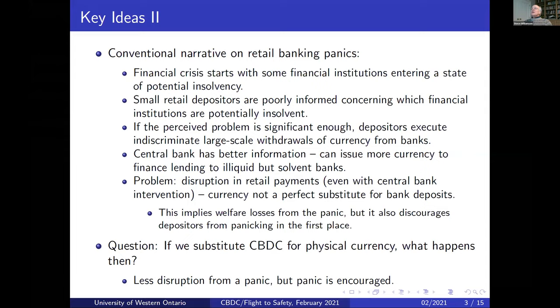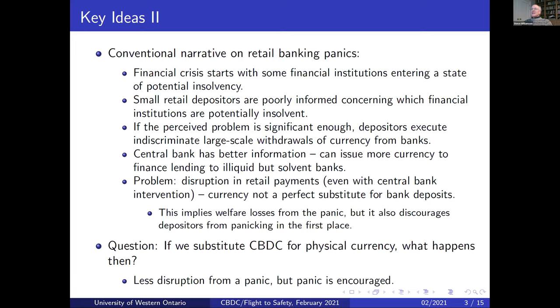So some of these panics, like say the 1907 panic in the U.S., kind of start with some financial institutions entering a state of potential insolvency, and everybody gets worried about it. They know about this potential insolvency of the large financial institutions, and they start worrying about their own. So you've got these small retail depositors who aren't so well informed, and they start worrying about their own bank becoming potentially insolvent. If they perceive the problem as large enough, you could get large scale withdrawals of physical currency from banks.